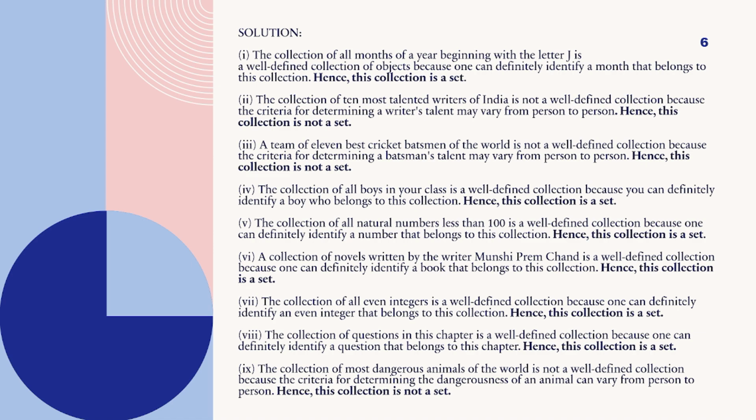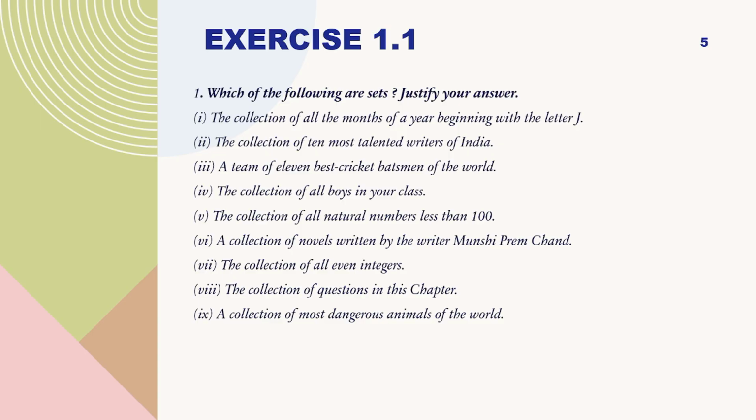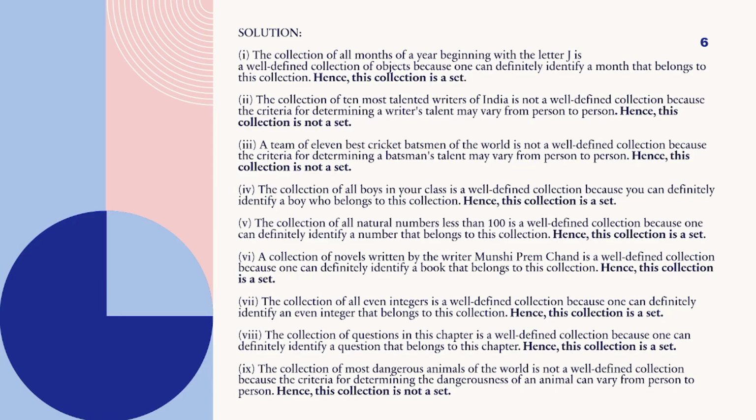There are 2 or 3 months of the year that begin with J. So we say that it is a set. Let's see the second question. The collection of 10 most talented writers of India. This is not a well defined collection because the criteria may vary. Talent may vary from person to person, from one writer to another writer, and talent won't be the same. So we say this collection is not a set.